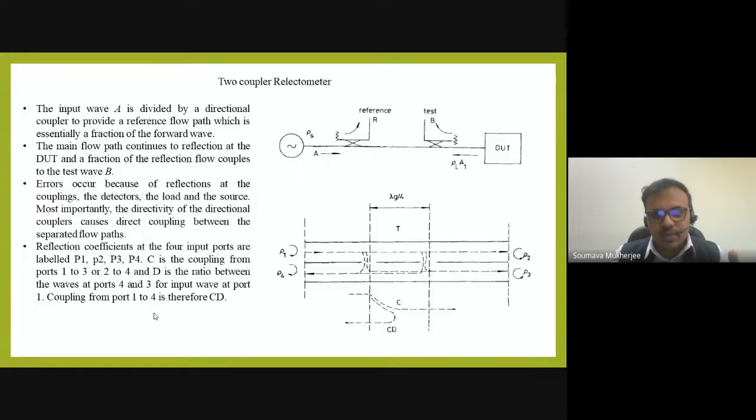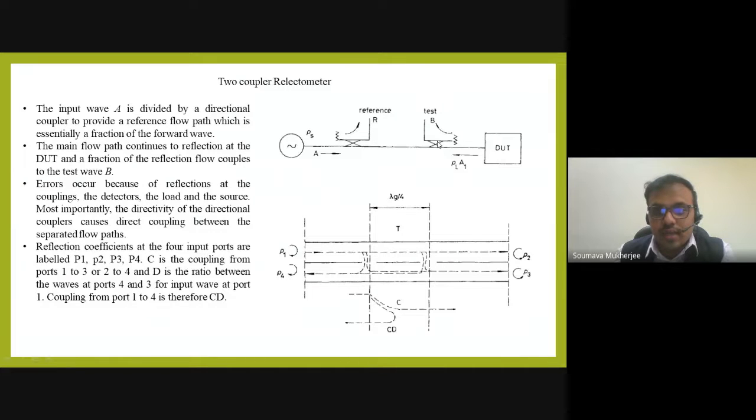these two systems, this one is only the reflection and one is the transmission. These two systems, if you want to combine, then this two coupler reflectometer is the technique which you have to use. So here is the source. So whatever is going through to the DUT, that is also taken as reference by one coupler, and whatever is reflected back is taken by the other coupler. So two couplers are there, but this whole system will actually be based on a principle that its directivity is infinite.